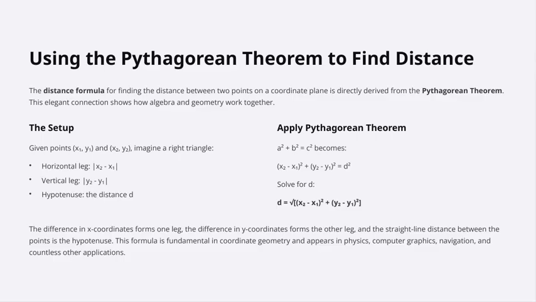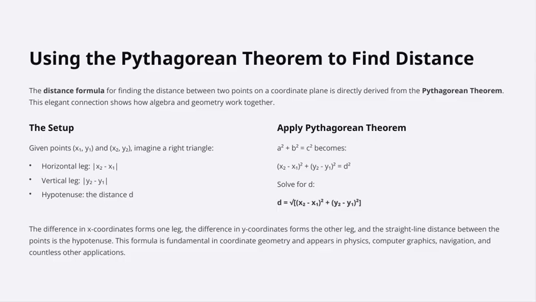Imagine you have 2 points with coordinates (x1, y1) and (x2, y2). To understand the distance between them, picture forming a right triangle. The horizontal leg of this triangle has a length of the absolute difference in the x-coordinates, which is |x2 − x1|. Similarly, the vertical leg measures the absolute difference in the y-coordinates, |y2 − y1|. The hypotenuse, then, is the straight line distance d that we're trying to find.